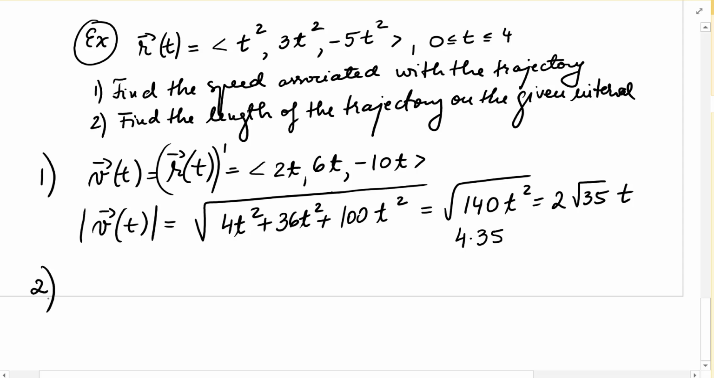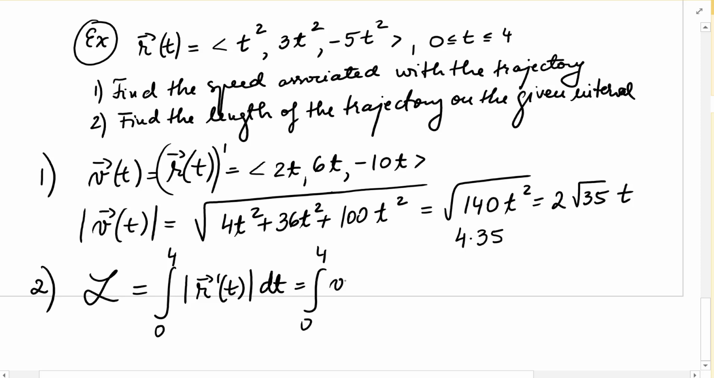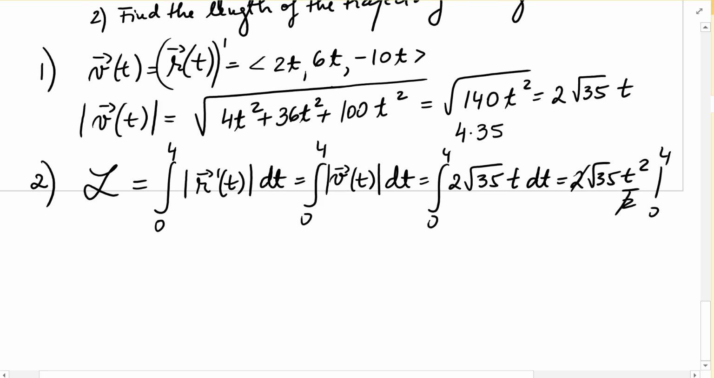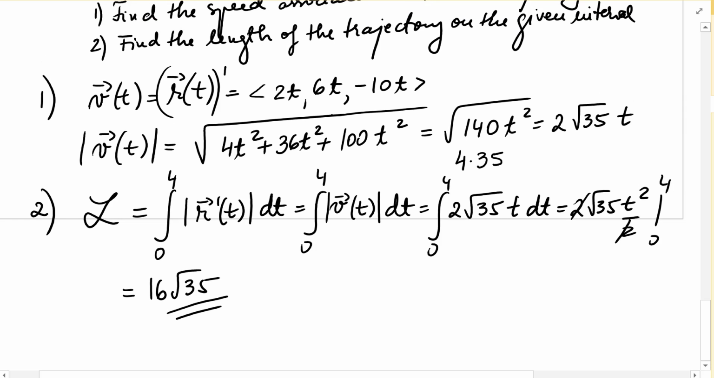So part 2, find the length of the trajectory. So the length is the integral from 0 to 4, as t goes from 0 to 4, of the absolute value of r prime of t dt, which is actually the integral from 0 to 4 of the absolute value of v of t. So it's the integral from 0 to 4 of 2 square root of 35 t dt, which means 2 square root of 35 t squared over 2 from 0 to 4. These two cancel with this one, so we end up with 16 square root of 35. It's the length of the trajectory between 0 and 4.